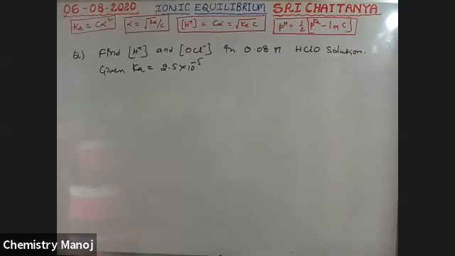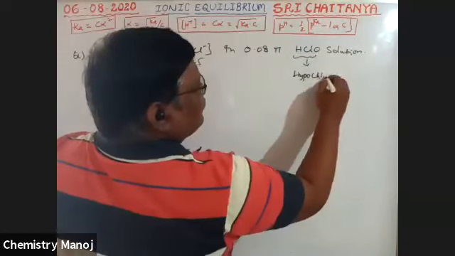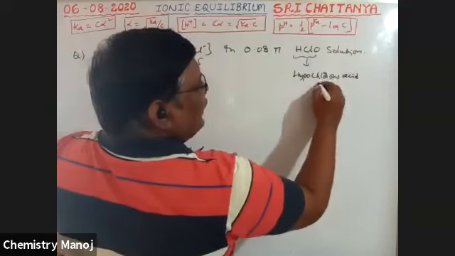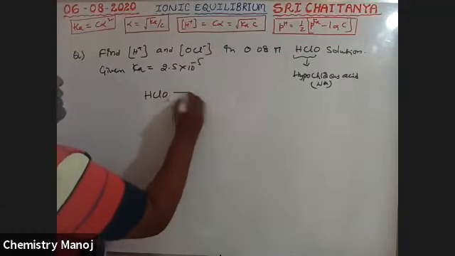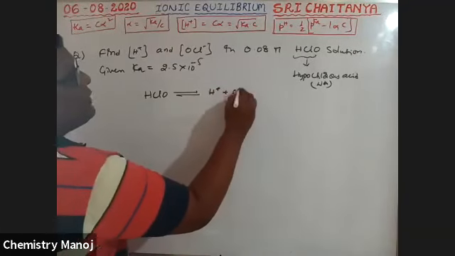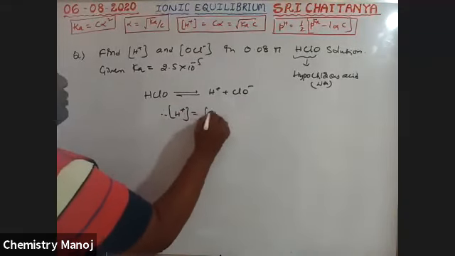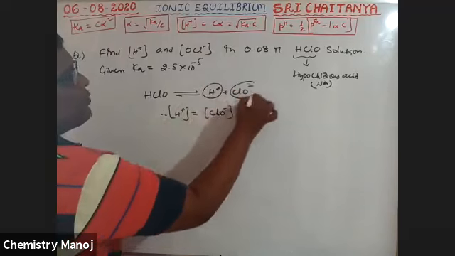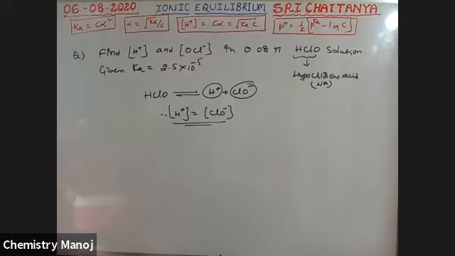Direct calculation. This HOCl is called hypochlorous acid. It is a weak acid, boys. So its dissociation is like this. HClO is reversible with H plus ion and ClO minus ion. Therefore, H plus ion concentration is equal to ClO minus concentration because this much is equal to this much. So if you calculate H plus concentration, that is automatically equal to OCl minus concentration.